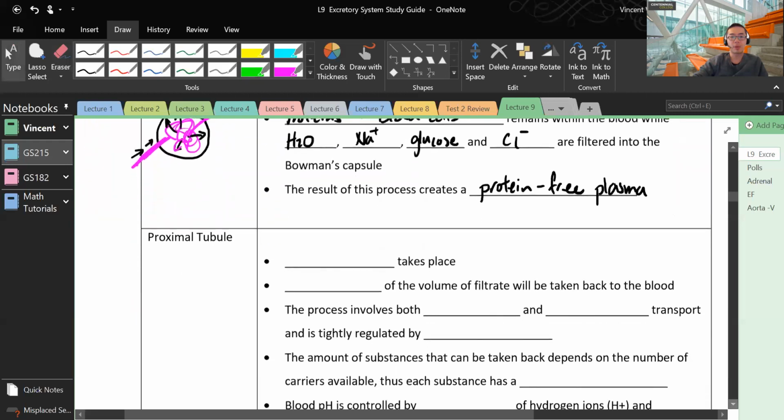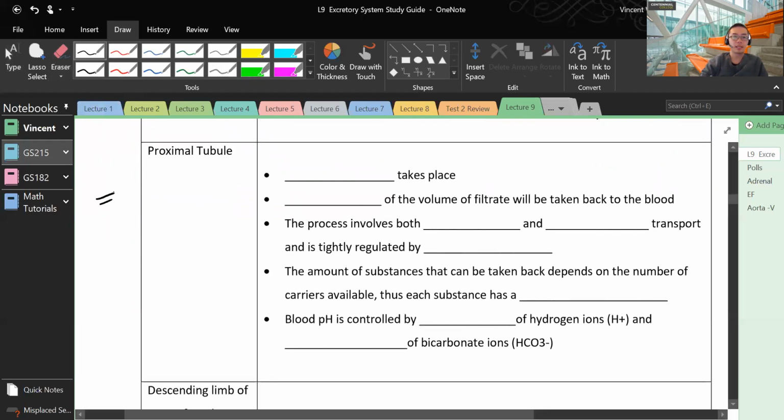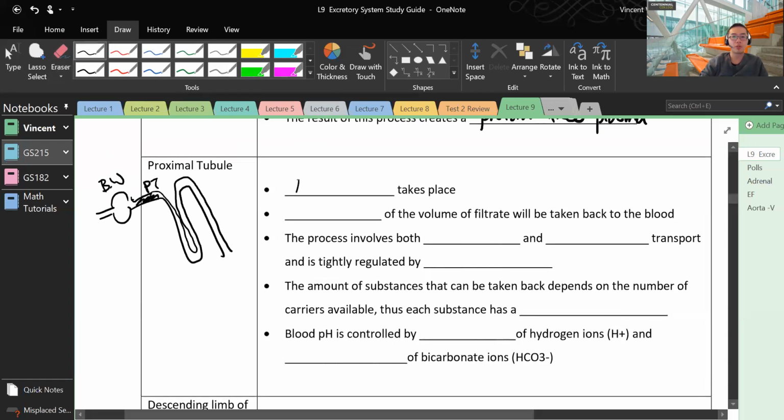Then we're going to move on to the next part, the proximal tubule. Right, here is the Bowman's capsule again. I'm just going to draw the whole nephron in case you're not following. Bowman's capsule, we've done that now. So we're talking about the proximal tubule, which is this part. Okay. So at the proximal tubule, absorption takes place. Sometimes it's called reabsorption, like you're taking it back. Doesn't really matter. Absorption takes place. Okay. We want to take back some important stuff.